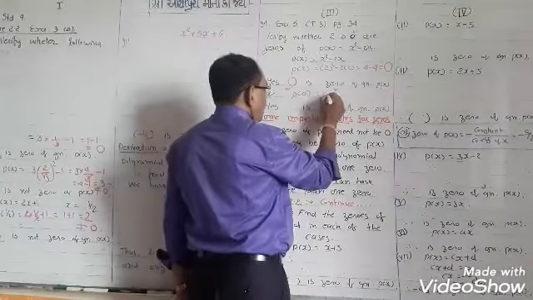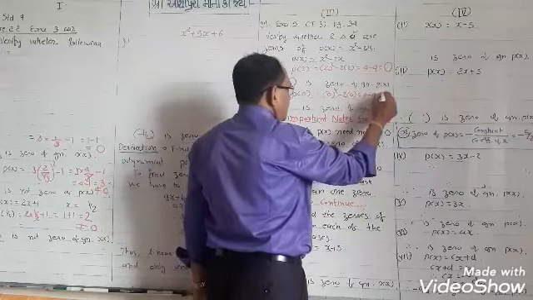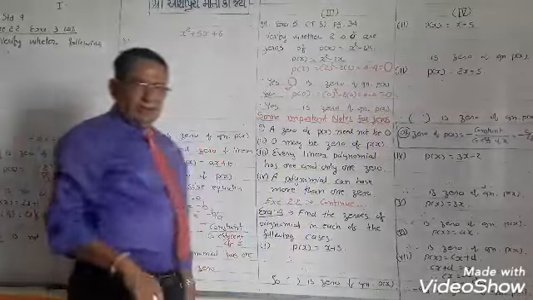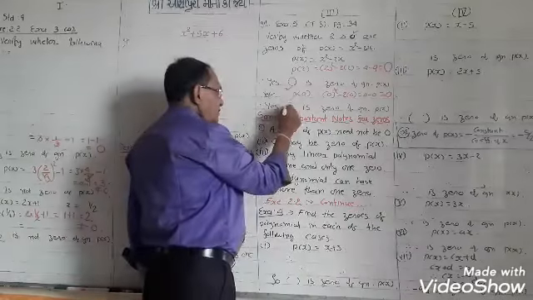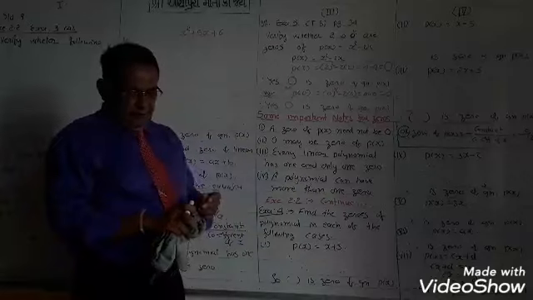So 0 square minus 2 into 0 is equal to 0. So yes, 0 is a zero of the given p(x).